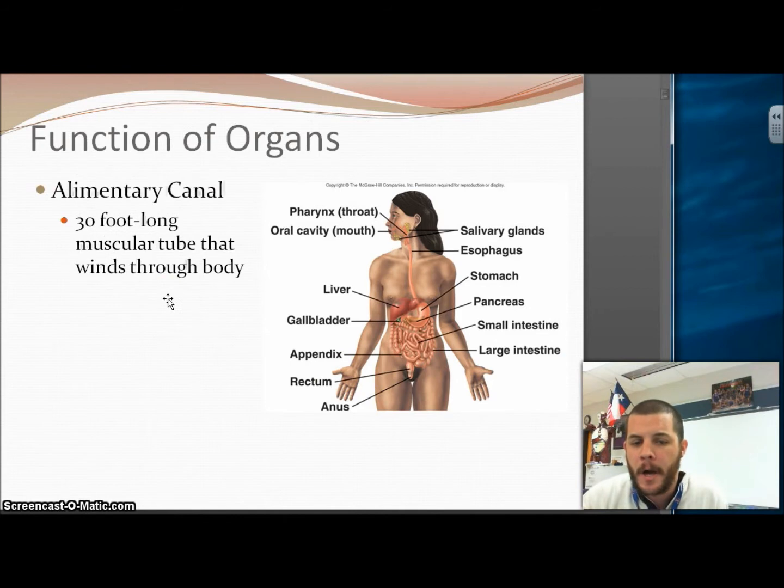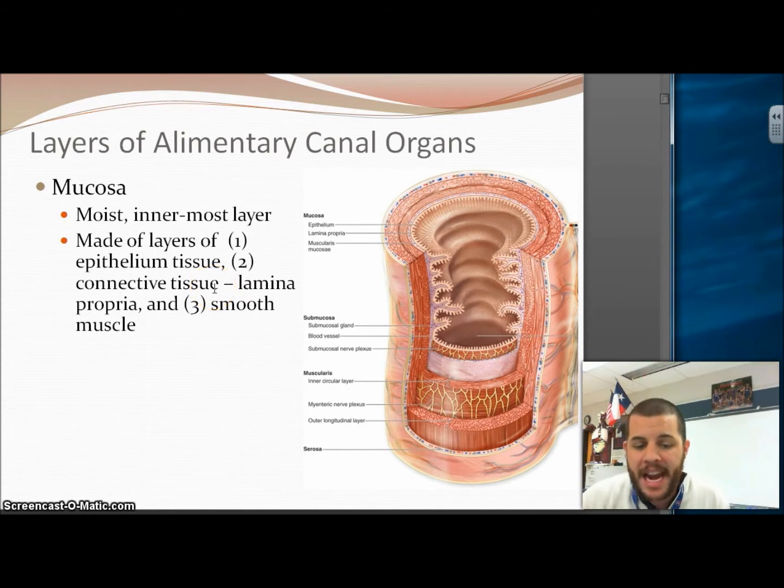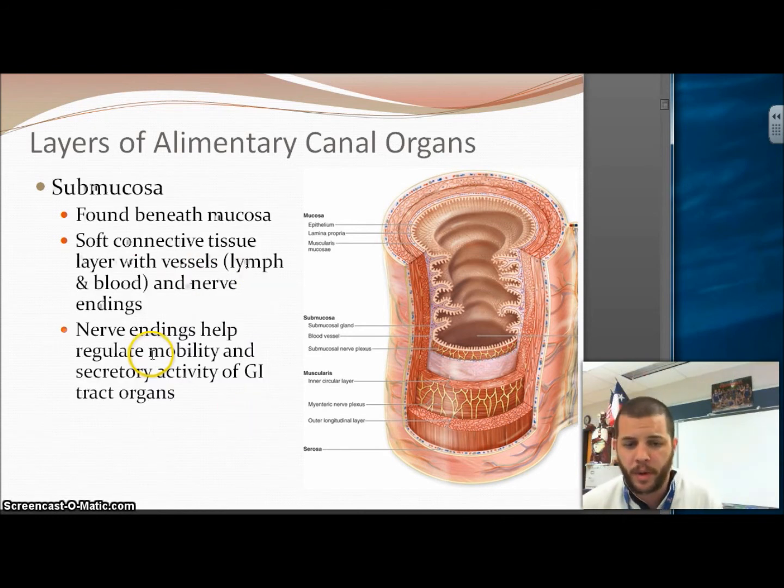Okay, what is the alimentary canal? It's a 30-foot long muscular tube. It winds its way all the way through your body. Okay, what's it made of? There are four main layers. First off, we have the mucosa. That's going to be the innermost layer. It's very foldy. Okay, there's lots and lots of folds in the mucosa, to increase the surface area so that you can take in the nutrients as well as you possibly can.